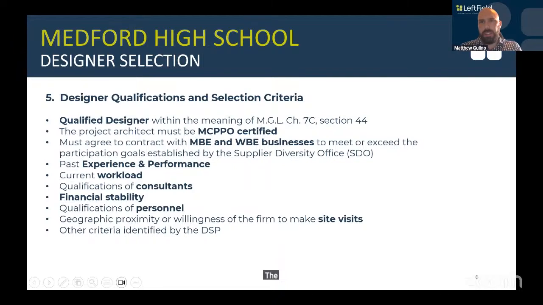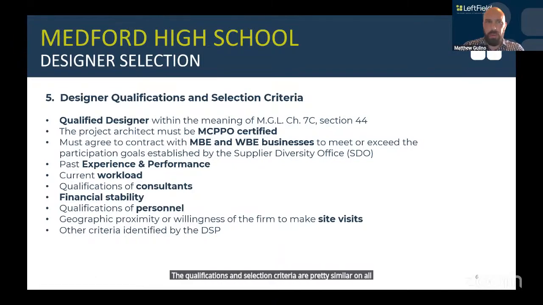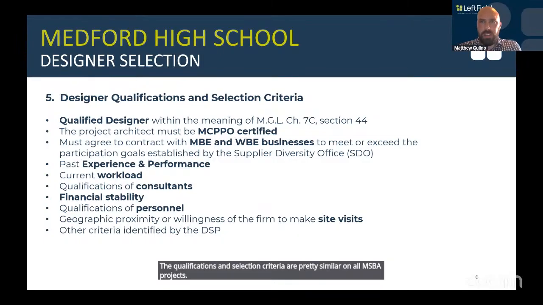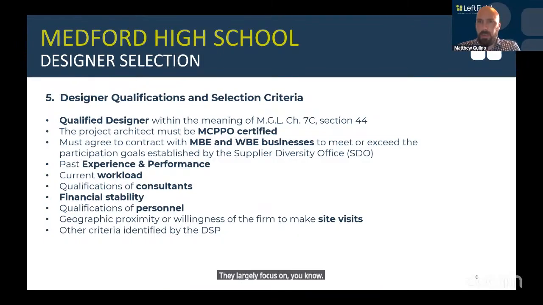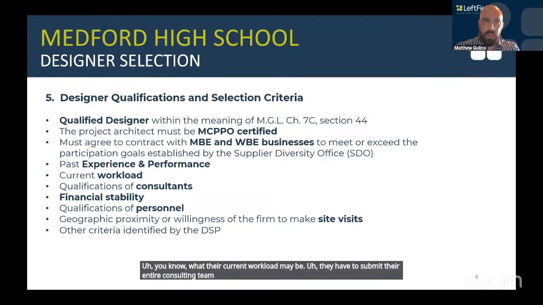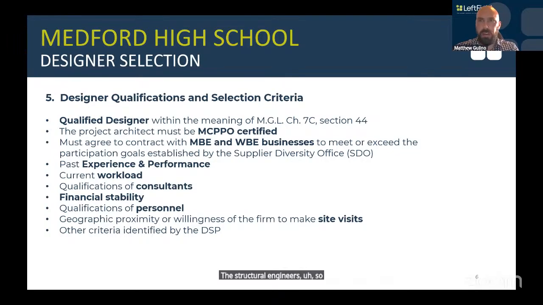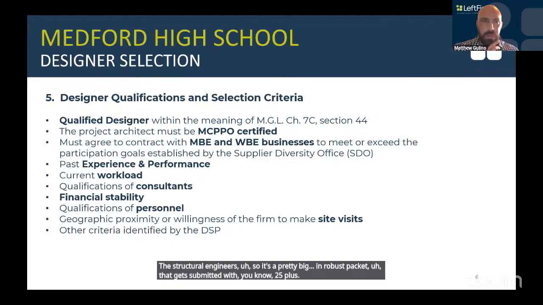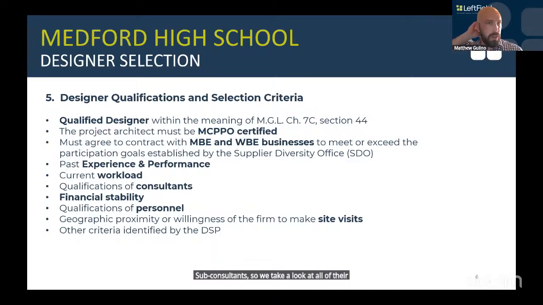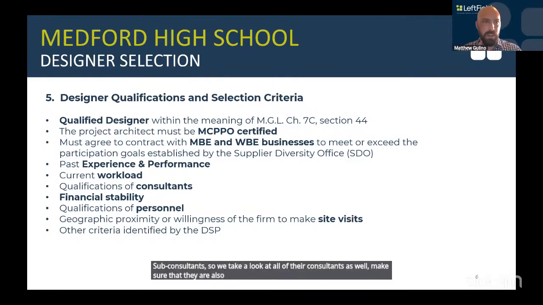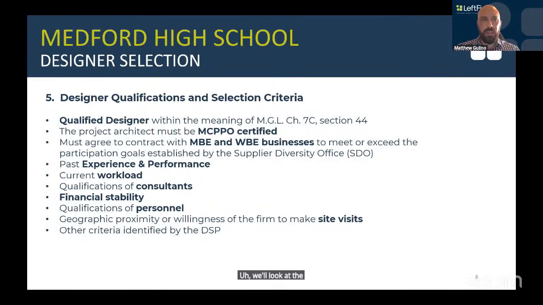The qualifications and selection criteria are pretty similar on all MSBA projects. They largely focus on the past experience and performance of the firms, what their current workload may be. They have to submit their entire consulting team with their submission. So it's not just the architects, it's the electrical engineers, the plumbing engineers, the structural engineers. So it's a pretty big and robust packet that gets submitted with 25 plus sub-consultants. So we take a look at all of their consultants as well, make sure that they are also qualified to be a part of the team. We'll look at the financial stability of each of the firms.